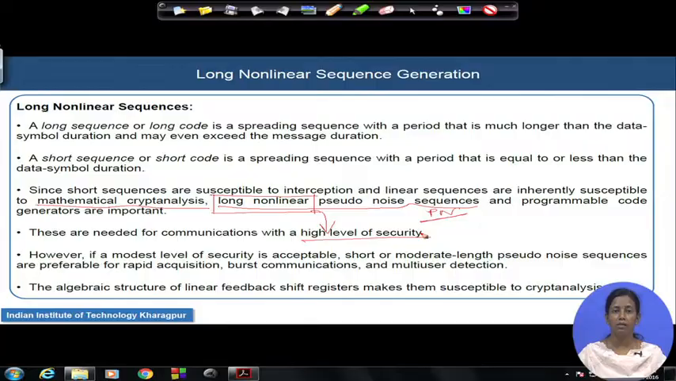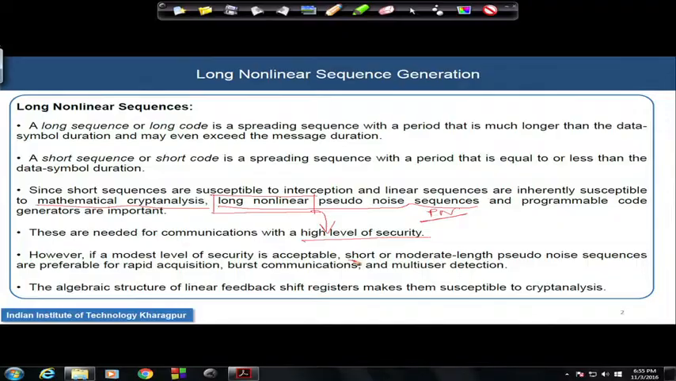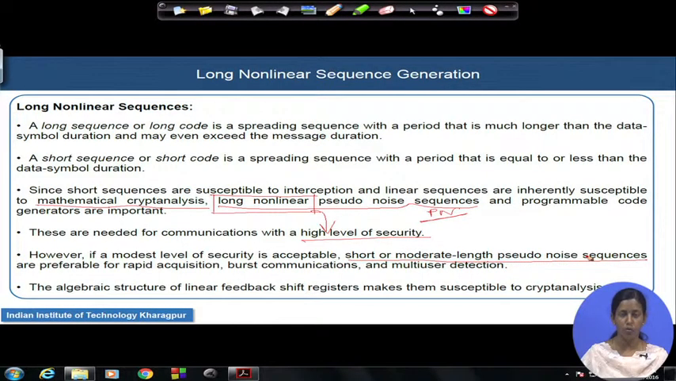Now, it is the designer's choice, based on the level and priority of the security demanded in the system design, how we will choose and compromise between the length of the sequence and the nonlinearity involved in the design. If the security is acceptable, then short or moderate length pseudo noise sequences we also try to utilize, because if the length of the sequence is really long, you cannot utilize it for very rapid acquisition.